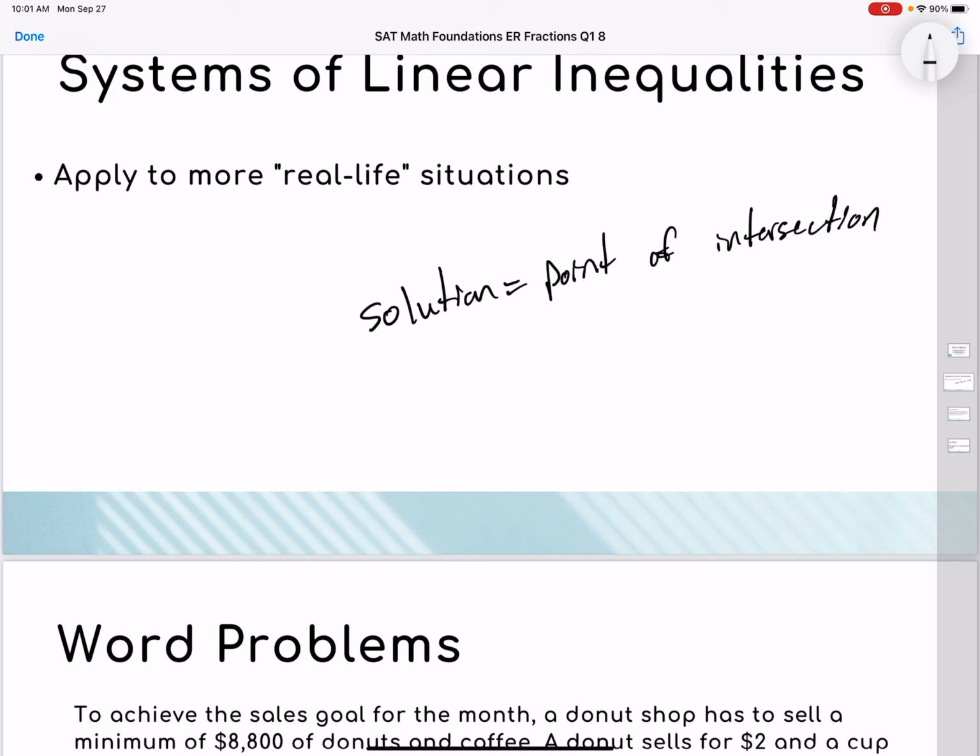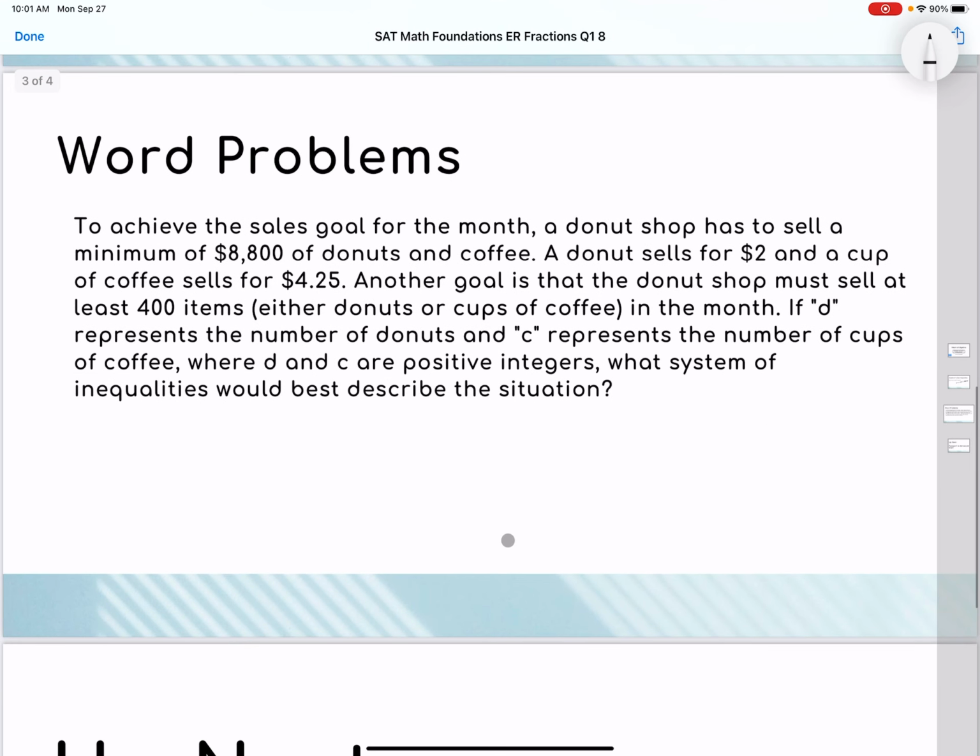All right, so we're going to view one example, and then we'll go ahead and move forward. Word problems about linear inequalities will usually have you build a system of linear inequalities, meaning you'll have one inequality to start and then another one that goes with it, as this problem will show us here.